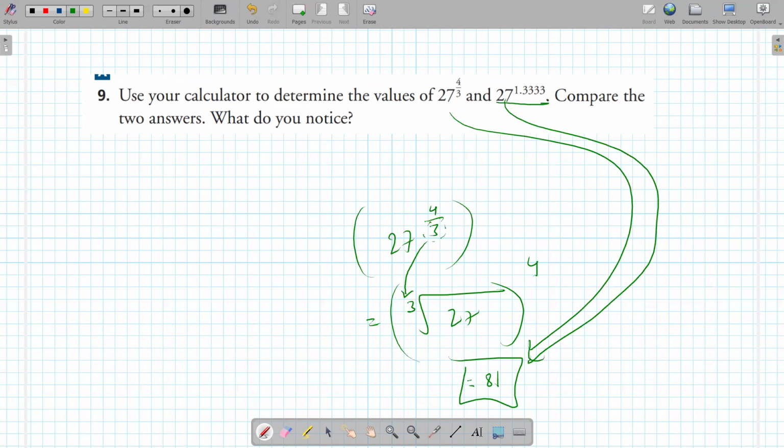This one probably not quite, because this needs to go on forever, right? You'll probably get something like 80.99 with this one. That's close enough to 81.